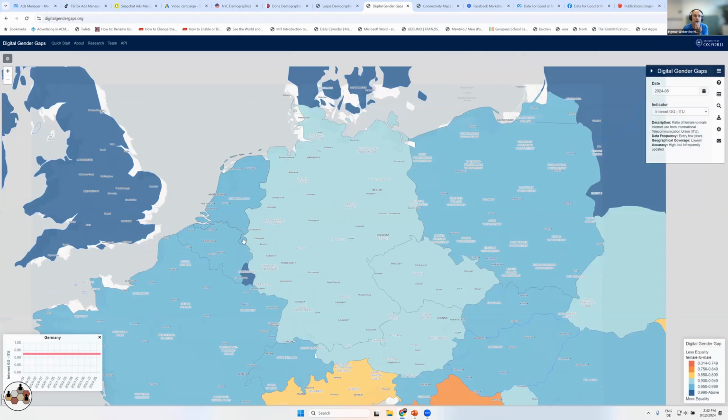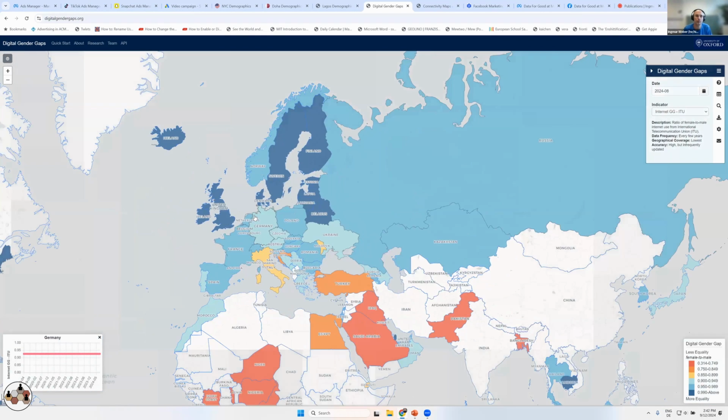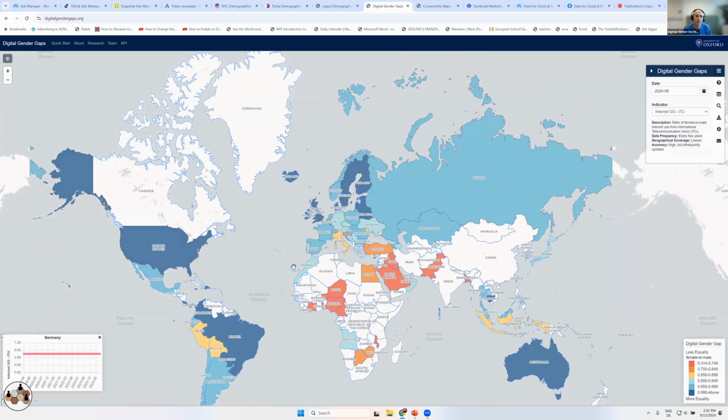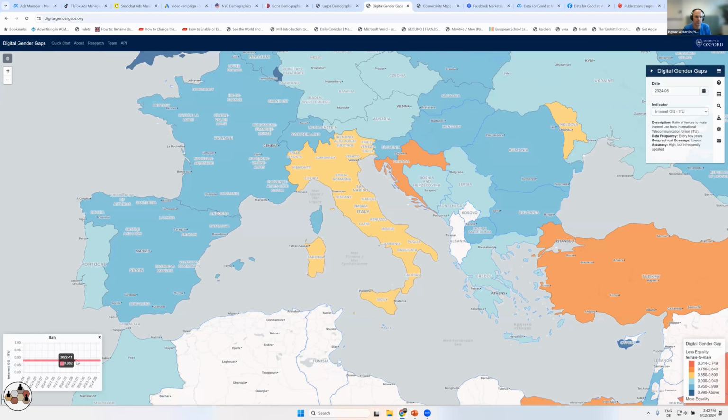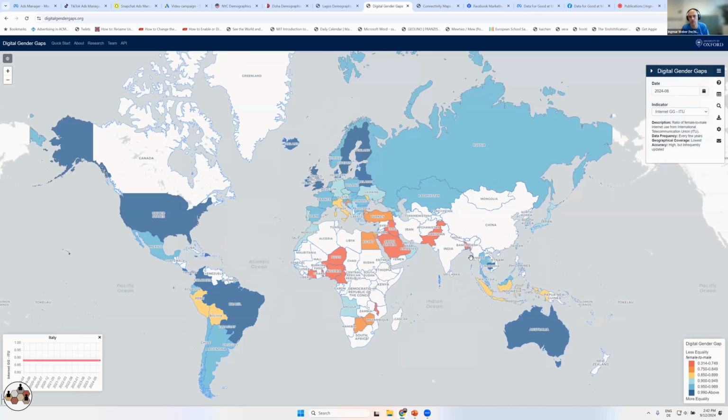You see that most of Western Europe is doing reasonably well in this official data. Italy is lagging a bit behind, but it's not horrible. It's 0.88. But many other parts of the world are not doing so well. And many countries are not reporting this data: Canada is missing, South Africa is missing, India is missing.